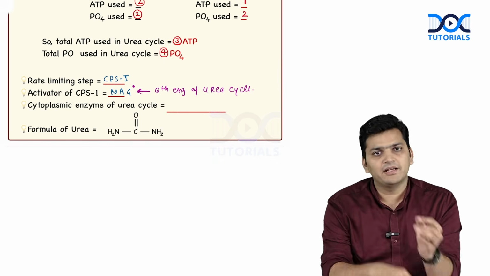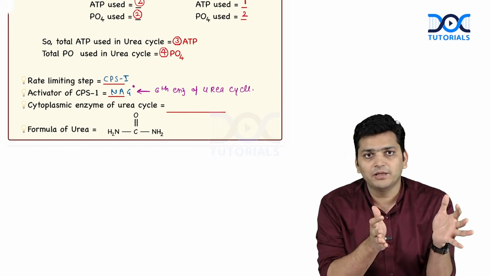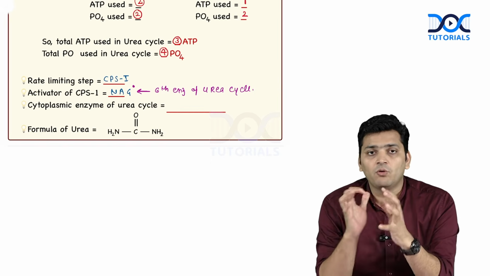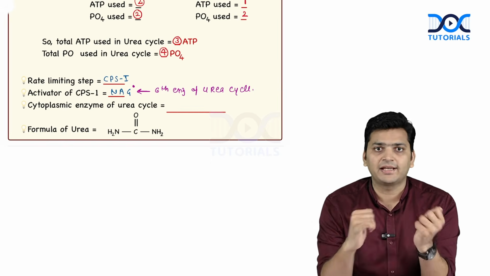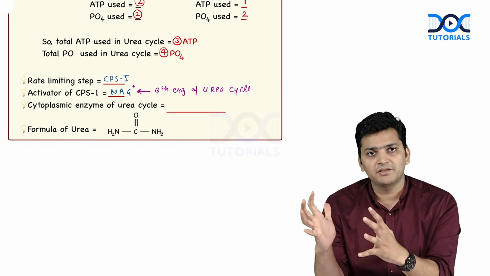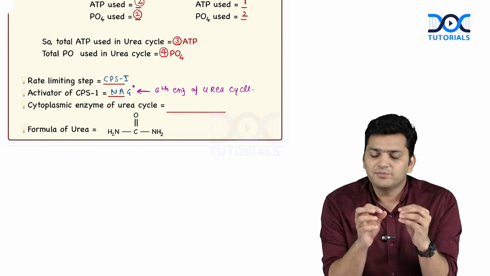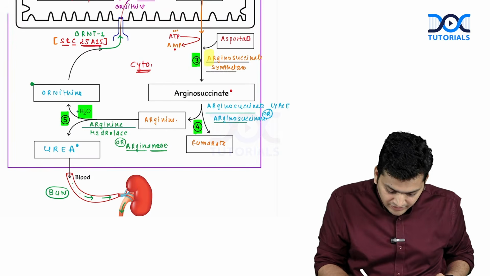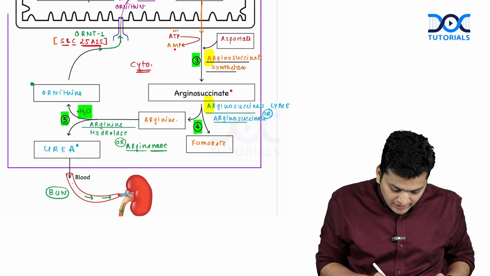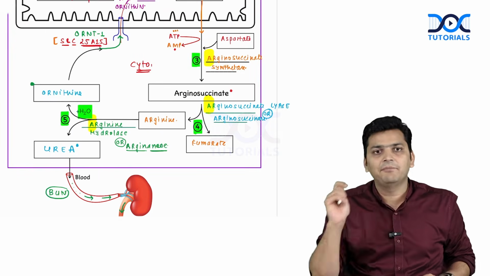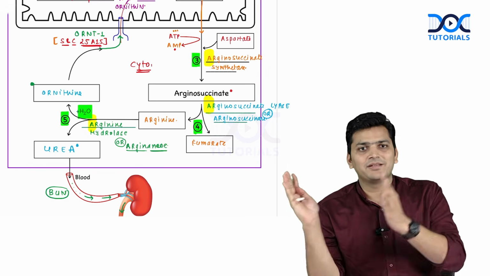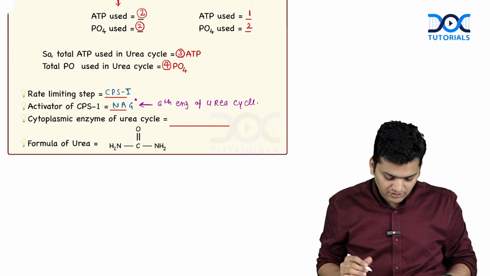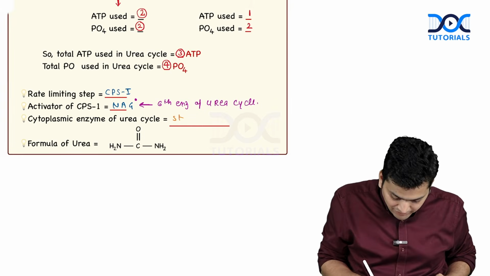Then, two reactions are occurring in mitochondria and three are occurring in cytoplasm, and whenever there is a combination of three, it is a potential "all except" question. So they ask, all of the following are cytoplasmic enzymes of the urea cycle except. So we should know which is a cytoplasmic enzyme and which is a mitochondrial enzyme. Look at the names of the cytoplasmic enzymes: arginosuccinate synthetase, arginosuccinate lyase, and arginase. They are starting with the alphabet A. So we can remember like this: cytoplasmic enzymes of the urea cycle start with the letter A.